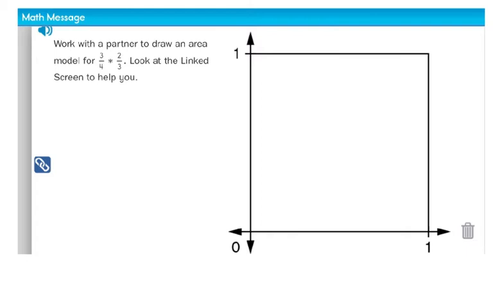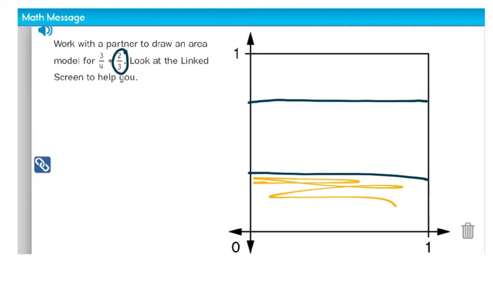Would you go ahead and draw a square, a large one, on your whiteboard? You are going to not work with a partner, but you're going to draw an area model for 3/4 times 2/3. Okay, so remember, we're going to start with 2/3. Let's divide this square into 3 equal sections. Let's shade in 2 out of those 3 sections.